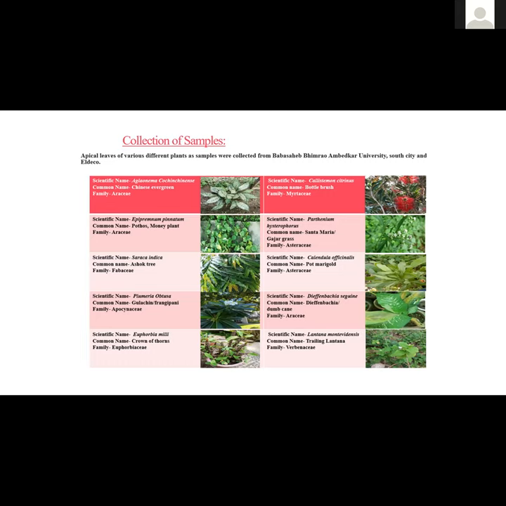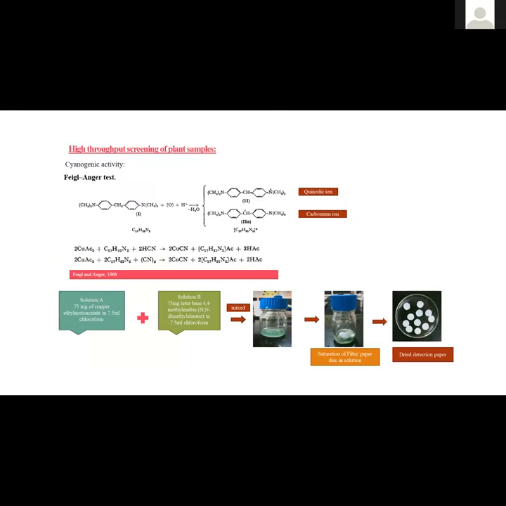High throughput screening is done with a reagent that produces two types of ions, that is, quinonic acid and carbonic acid. The presence of hydrogen cyanide produces a blue color, which gives us the presence of cyanide.